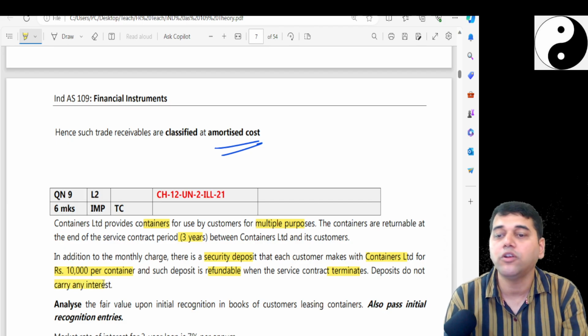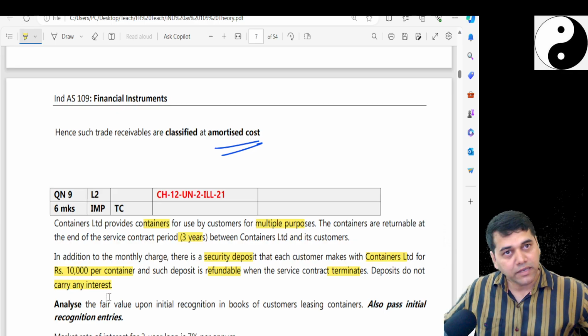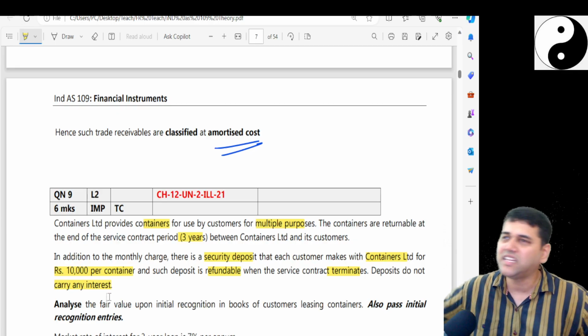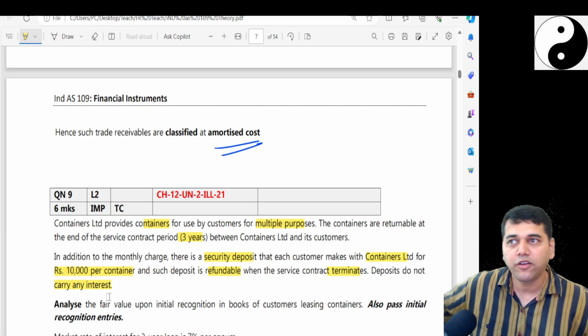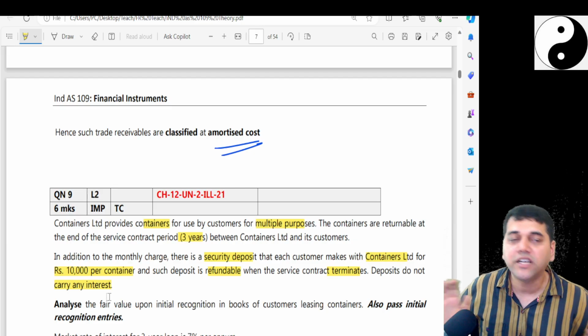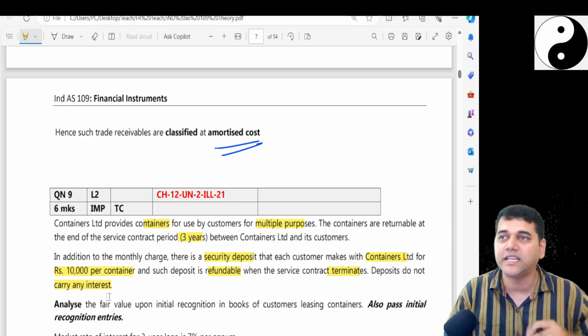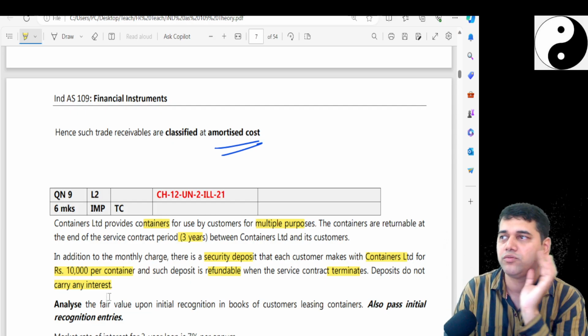On deposits, you will not get any interest. That means today you have to give one deposit to me, and I will give you one container. That container you can use for any purpose, and you have to pay me monthly rent on that container. But I want one container deposit, 10,000 you have to deposit with me. And the day you return that container back, I will give your container deposit back to you.